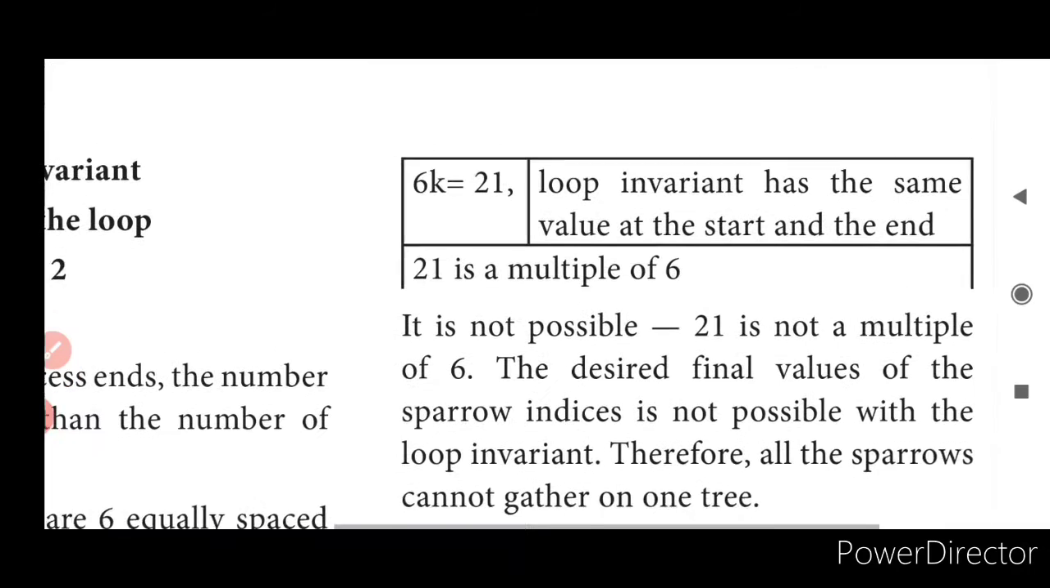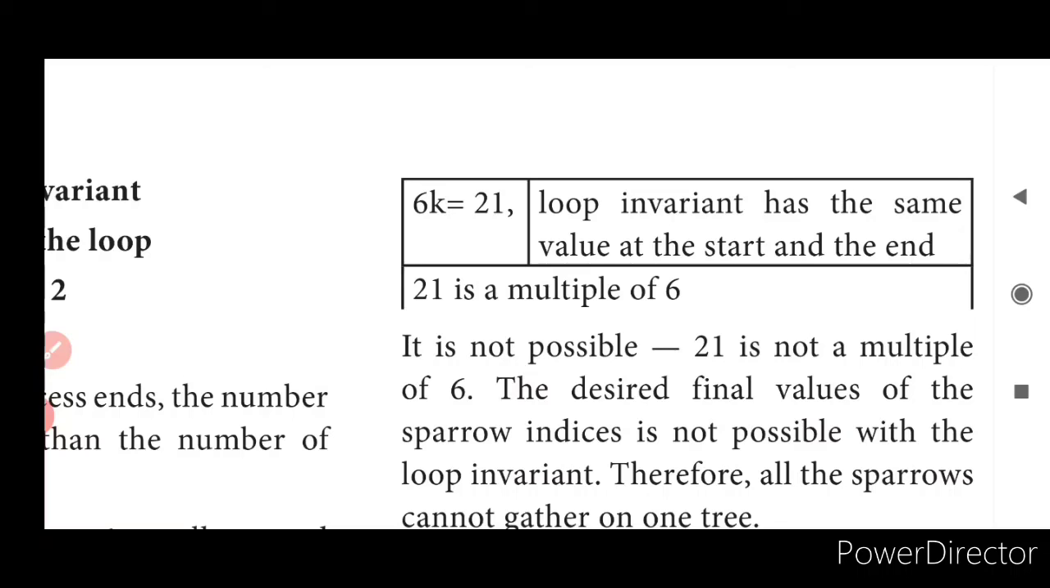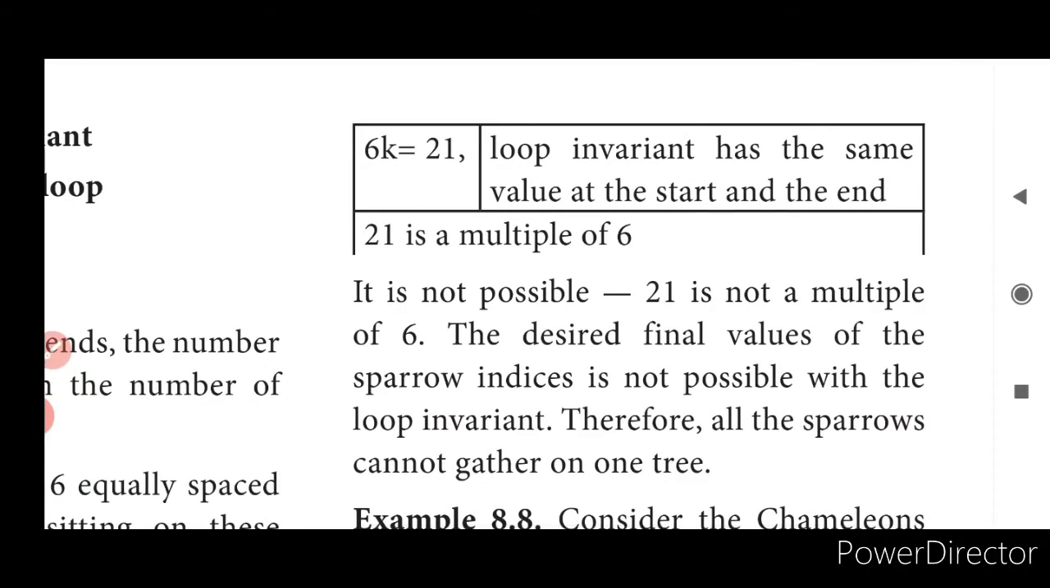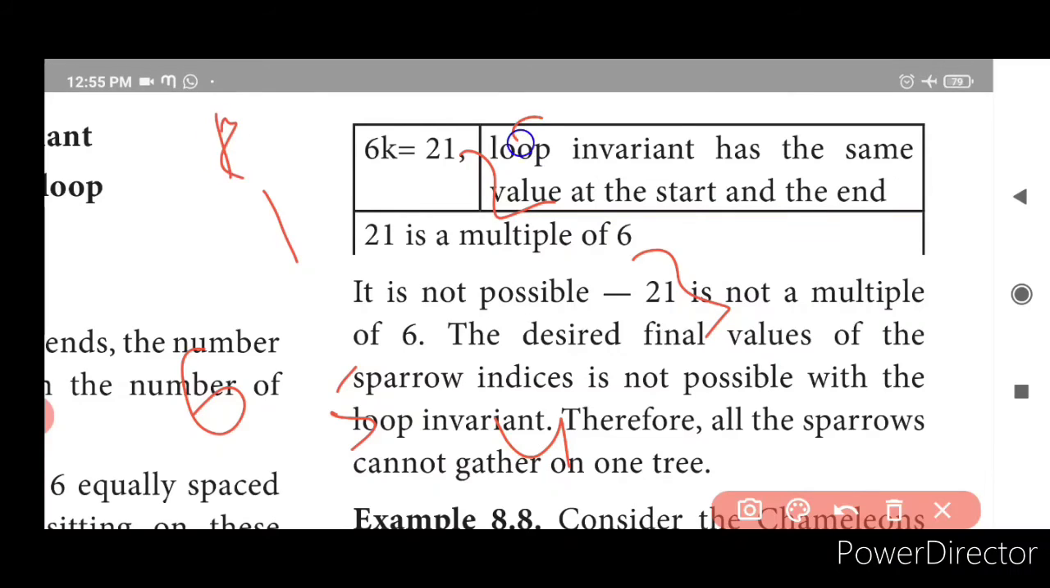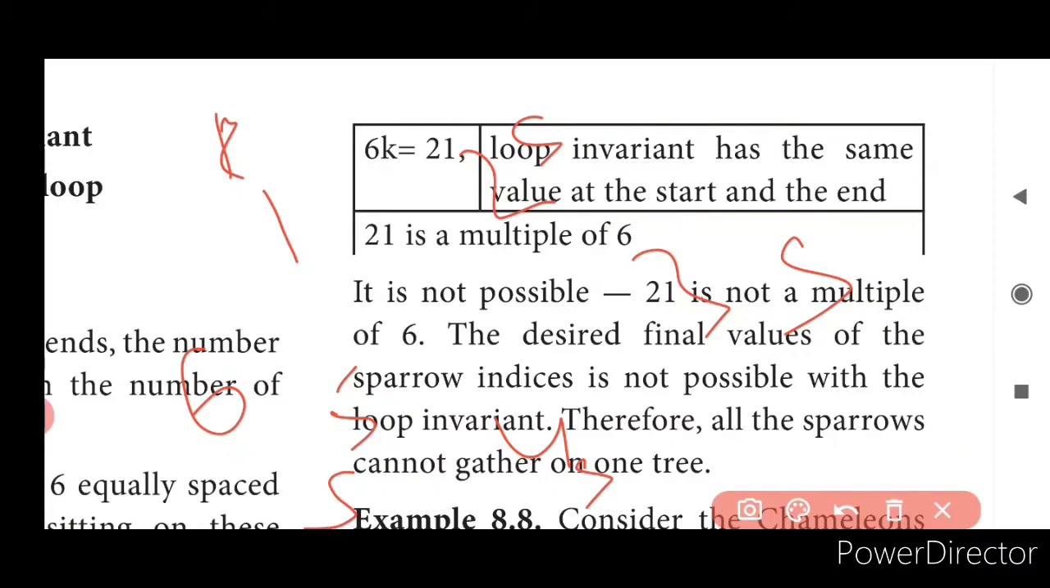What are they trying to say? See, 6k is equal to 21 can be loop invariant, but the result that they wanted cannot be reached. Let us plan like this: 1, 2, 3, 4, 5, and 6. Let us consider everything is going to be of the same distance.